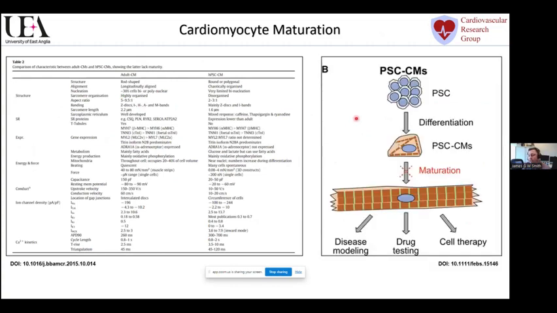And why it's not ideal is because we want the best cell types for any of these applications, whether it be disease modeling or drug testing or cell therapies. We want to make them as close to the adult human heart cells as possible. And to do that, we need to overcome this barrier of maturation, which currently we're not able to do.